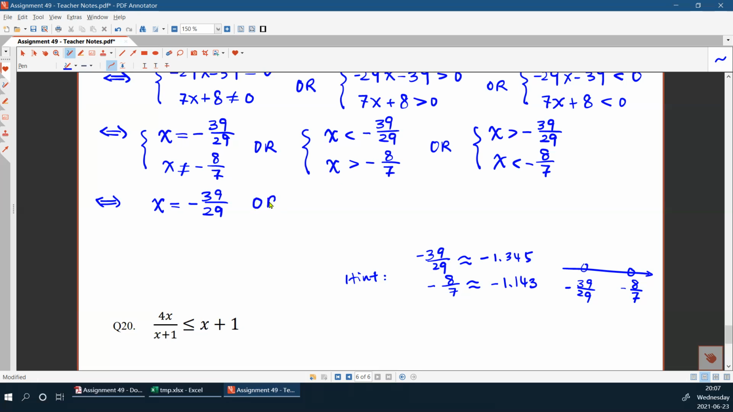Okay, so when you have the relative positions of these two numbers, then we know how to combine the solutions, right? X is smaller than the smaller number and larger than the larger number. Of course, there's no solution for the second system, right? For the third system, X is larger than the smaller number and smaller than the larger number. Of course, the combined solution is X should be within this interval here.